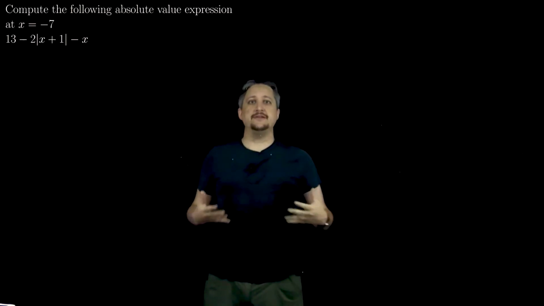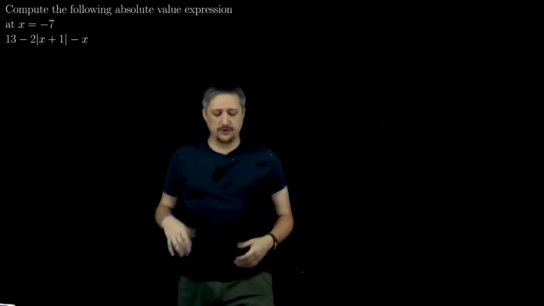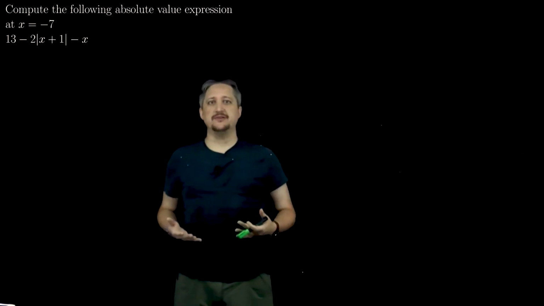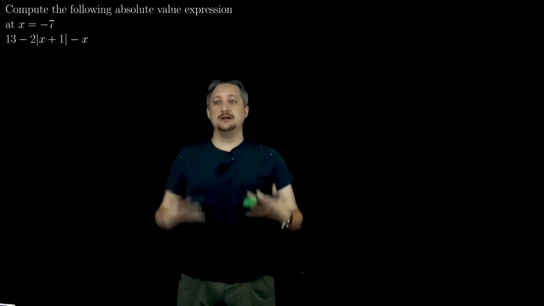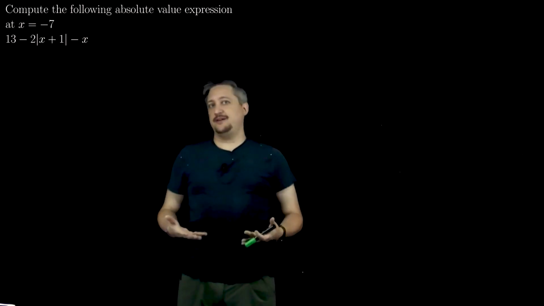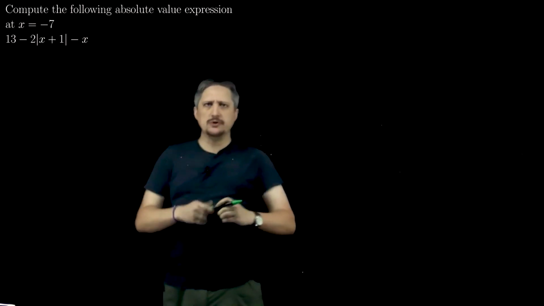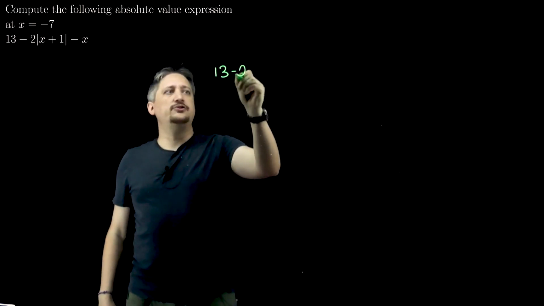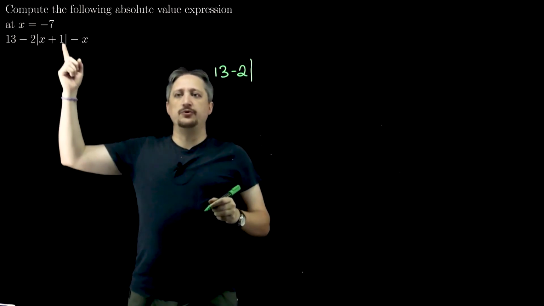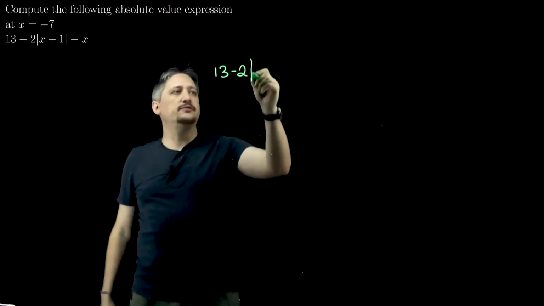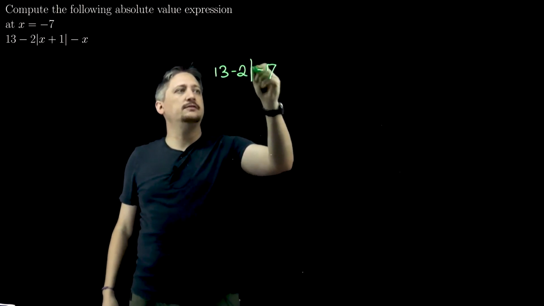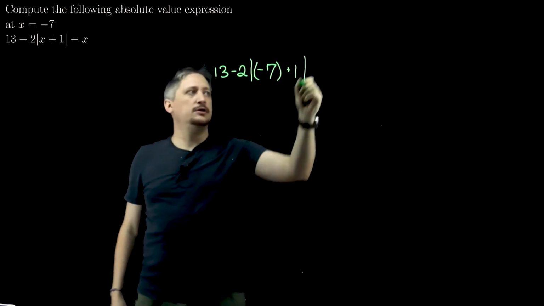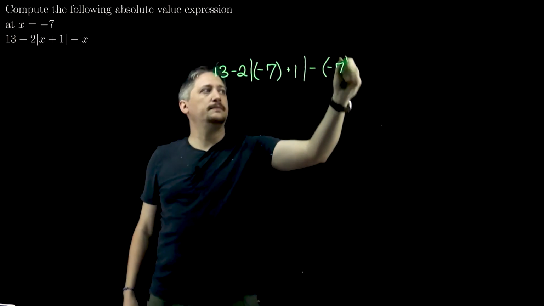Hello. So in this one, we are computing an absolute value. We're just going to plug in the x value, simplify until we get one number inside the absolute value, evaluate that, and then continue simplifying. So here we have 13 minus 2 times the absolute value. I'm doing this for x equals negative 7. So I'm going to have negative 7 plus 1, close absolute value, minus 7.